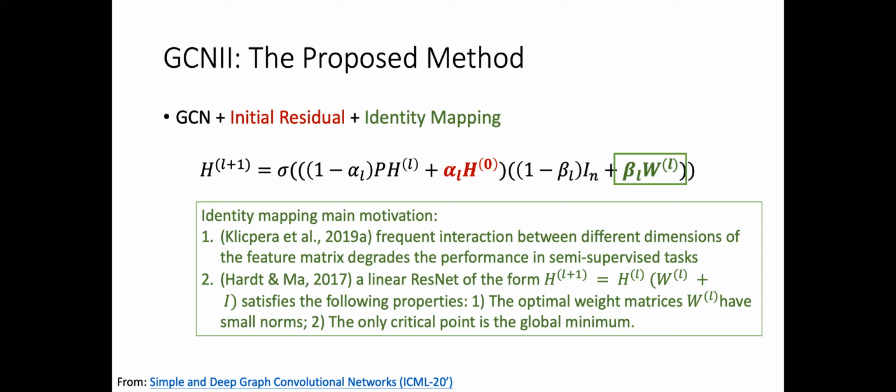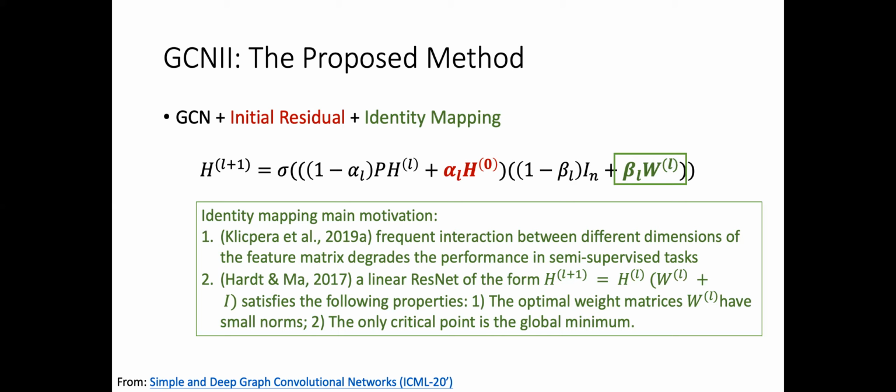And the second motivation is that in the work of 2017, people found that a linear ResNet of this form, which is actually with the identity mapping in the weight matrix part, satisfies very nice properties, including that the optimal weight matrices will have smaller norms, and the only critical point would be the global minimum. Both of these are very nice properties of identity mapping, and that's the reason why the authors of this paper also try to add it.